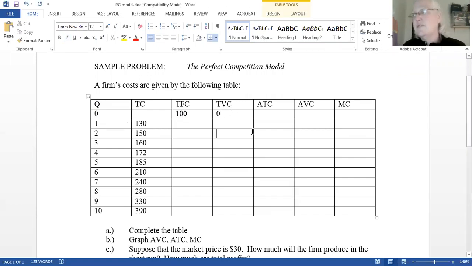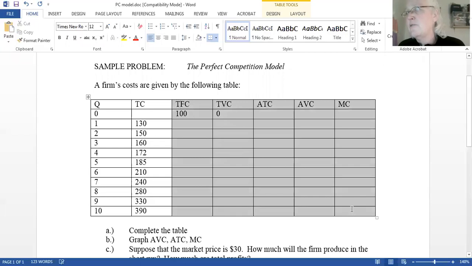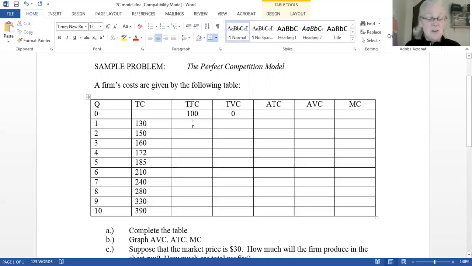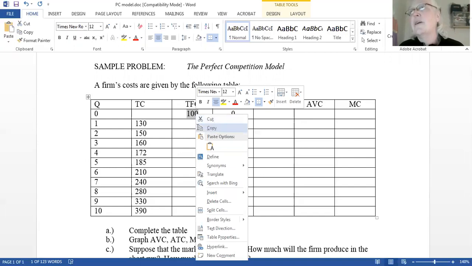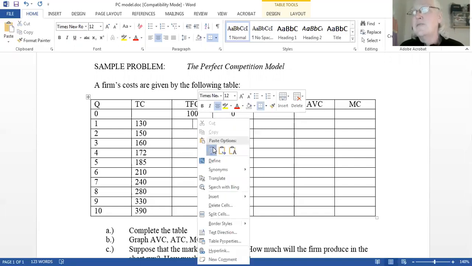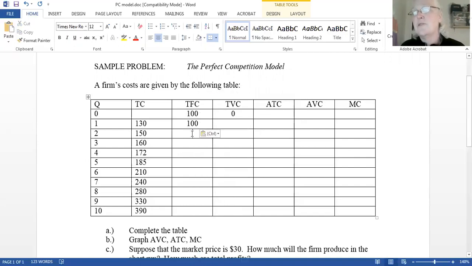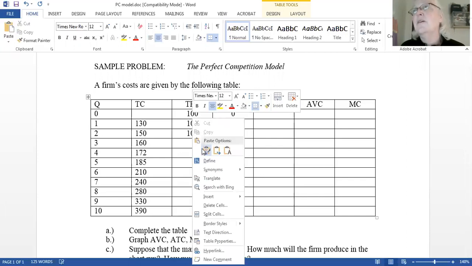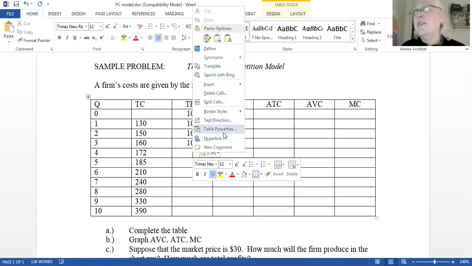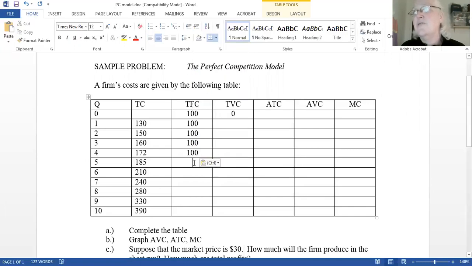So I'm going to put a 0 in there. I'm going to center all of these. I like my numbers being in the middle. There we go. And we know that total fixed costs do not vary with quantity. So it is okay to copy and paste all of these as we go down. So I'm going to go into each one and paste, each one and paste. If I had this in Excel, it'd be a lot faster. I would just drag it down.